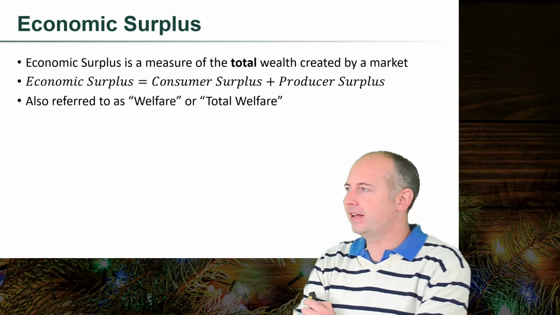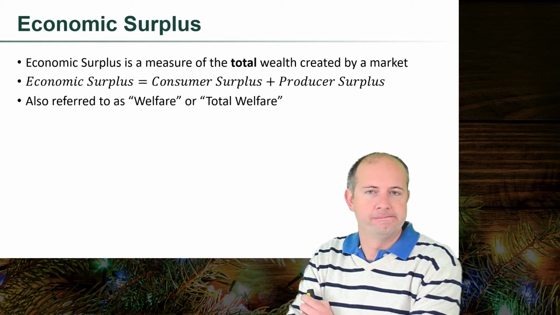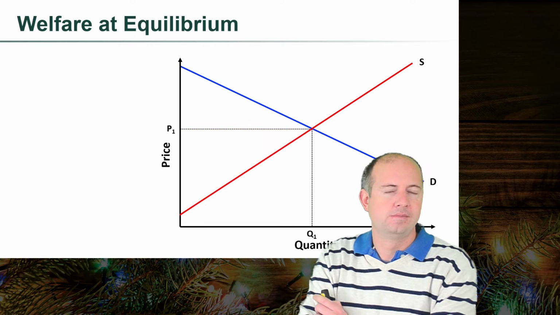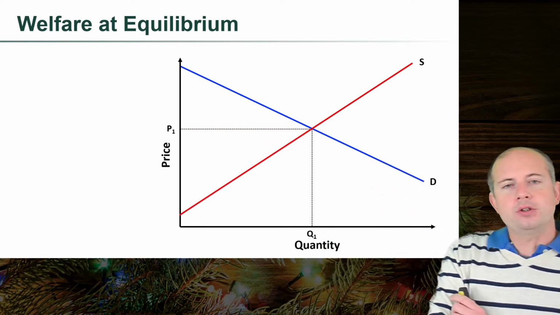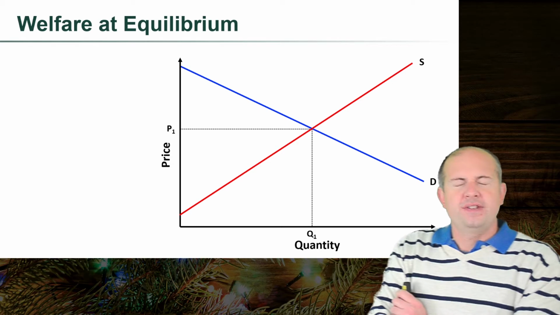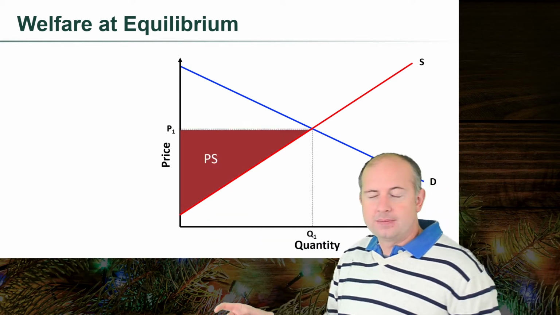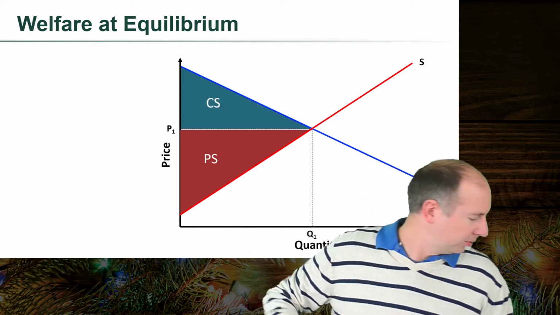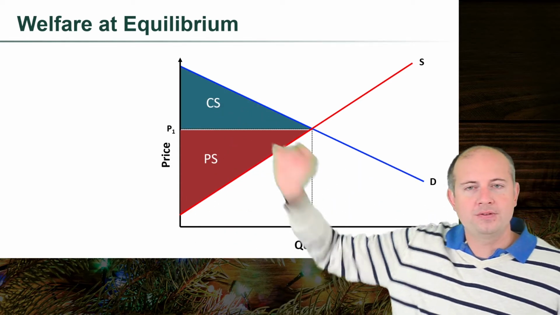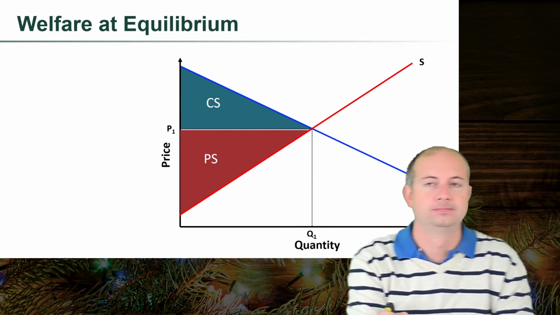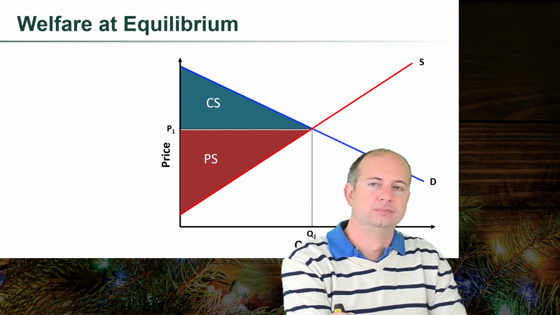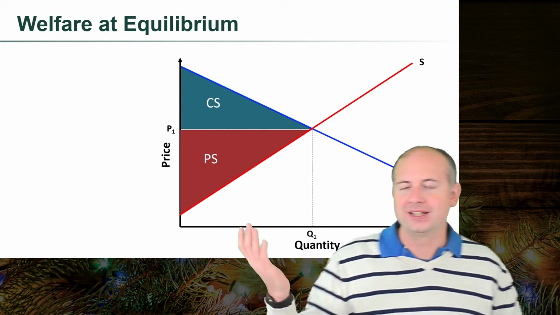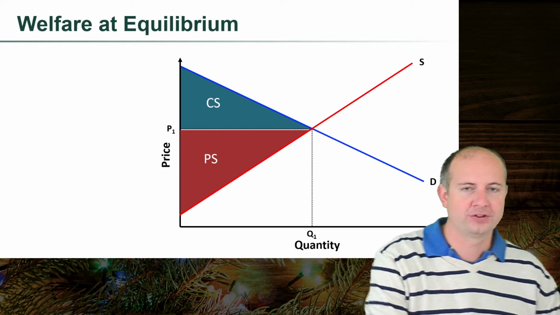And so let's see if we can think about what's going on here. Suppose we have the supply and demand curve, and if the price is P1, then we would get producer surplus like this, above the supply, below the price, and consumer surplus here, below the demand, above the price. It's either welfare or total welfare. It's just that sometimes you'll see it described differently in different places.